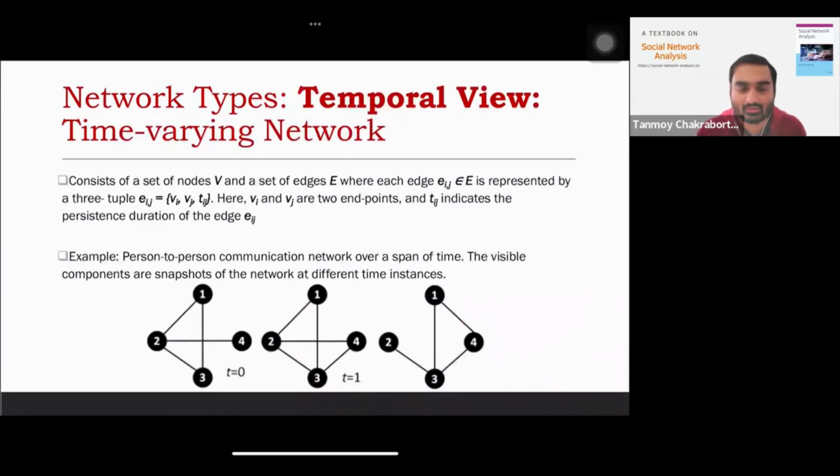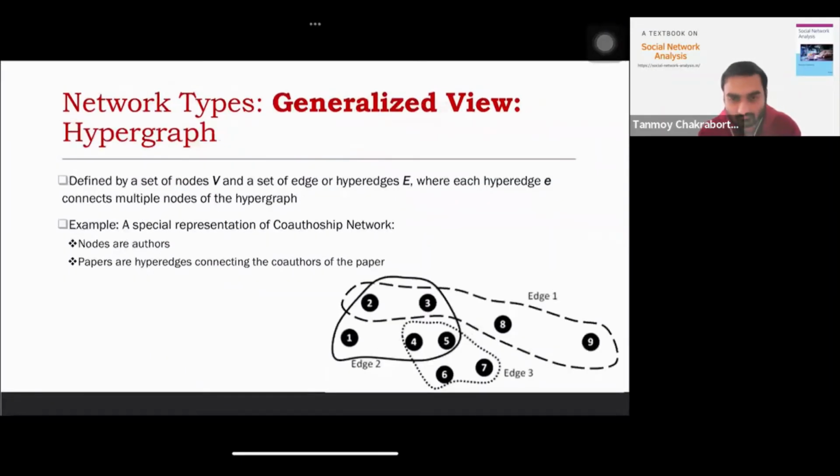Similarly, we have a temporal network, where the network changes over time at different timestamps T0, T1, T2. You see, some nodes get deleted, some edges get deleted, some edges get added, and so on and so forth. So most of the social networks are temporal networks.